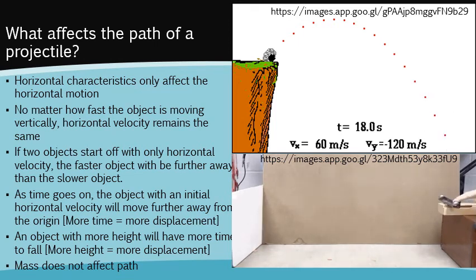The mass of the object is not going to affect the path. For this physics class, we live in a perfect world where there is no air and no air resistance. So if we were to drop a feather and a bowling ball in a big old vacuum where there's no air, they would actually fall at the same rate. What makes a feather fall slower than a bowling ball is the air resistance. So to make things a lot easier, we are neglecting air resistance for this class.